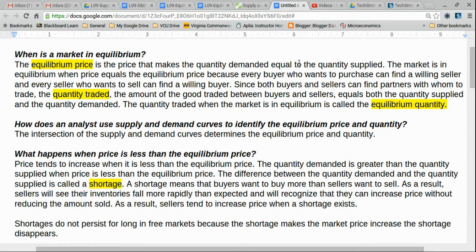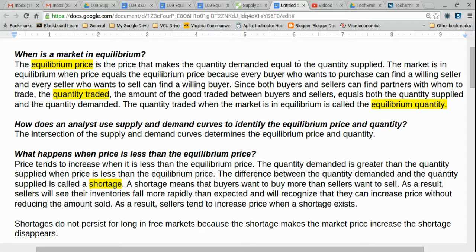Our first task is to identify the price that tends to exist in a market. We do this by using the concept of an equilibrium. An equilibrium is a position of rest, a position which once attained tends to remain. The equilibrium price is the price that makes the quantity demanded equal to the quantity supplied.